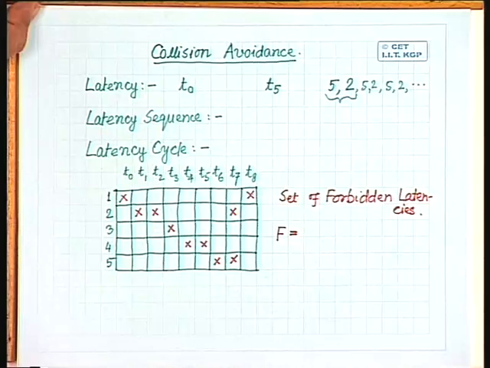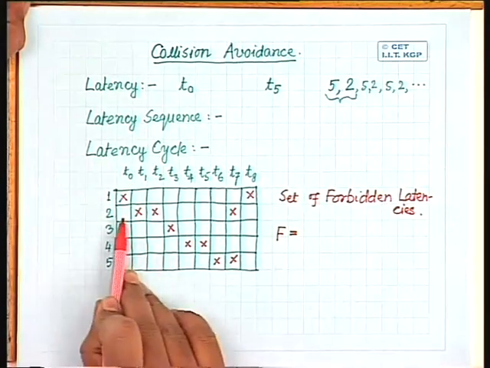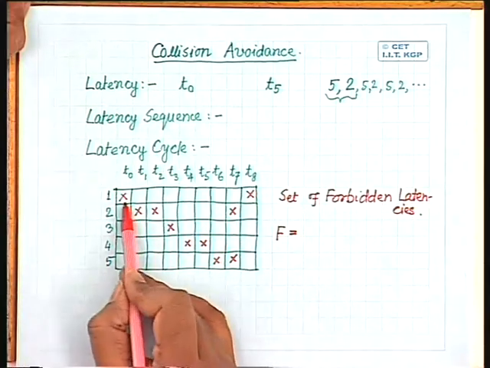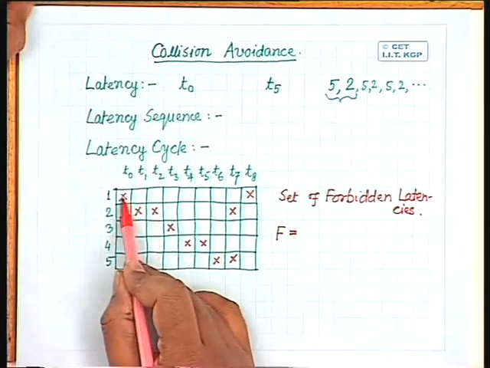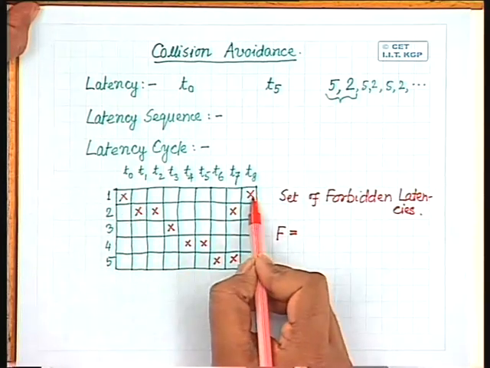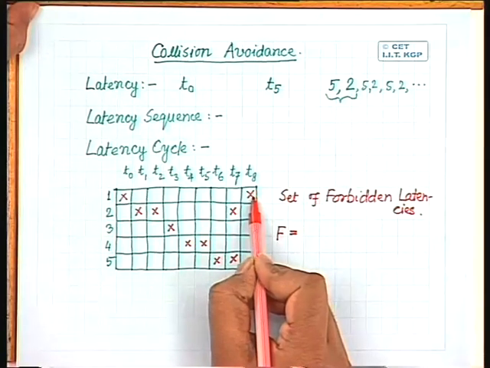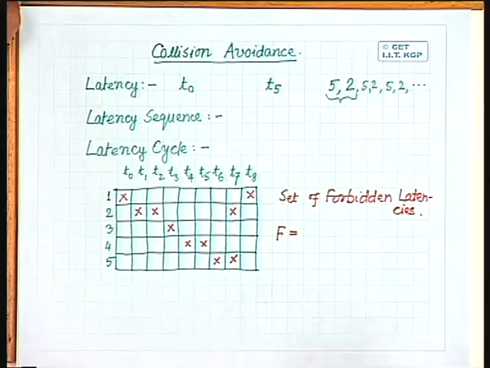Now the set of forbidden latencies can be found very easily. I have to find the column difference between every pair of crosses in each row. As I said, in this particular case, if I initiate a task at t0, I cannot initiate another task at t8. That means I cannot have a latency which is t8 minus t0, that is 8. So a latency of 8 is not allowed, that is forbidden.